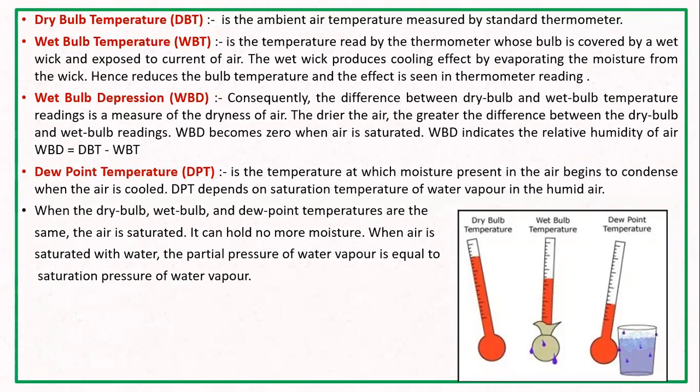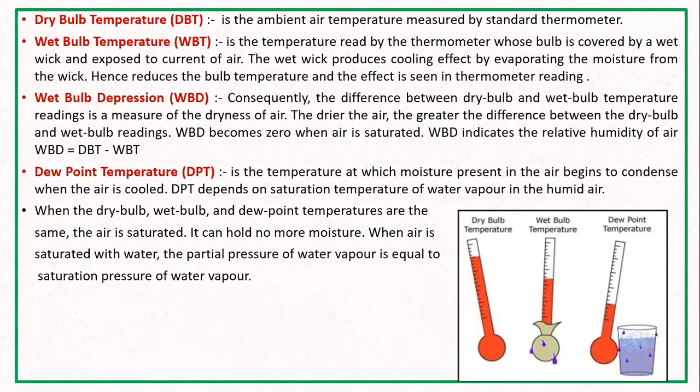Next, let us see what is dew point temperature. This is the temperature at which the moisture present in the air begins to condense when air is cooled. When the air contains moisture at its extreme level, that is the maximum amount of moisture which the air can hold, and the air is cooled further, then the moisture in it starts getting condensed.